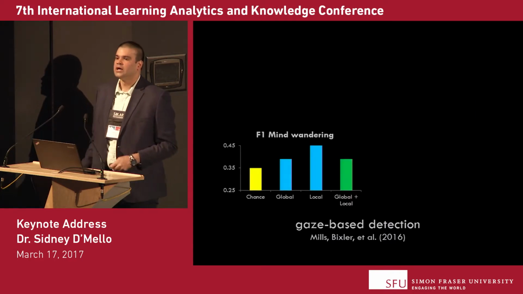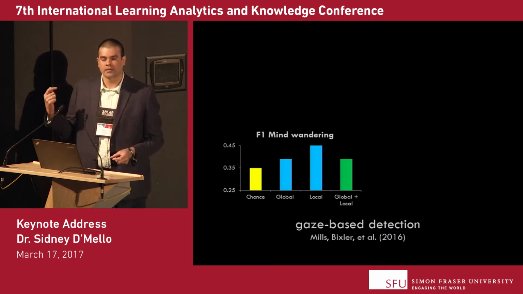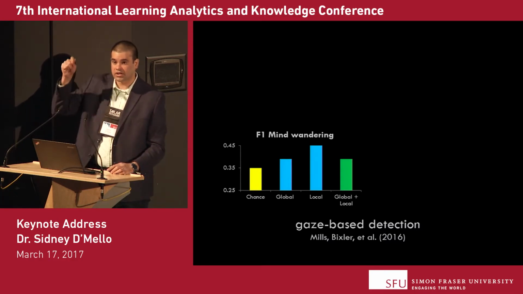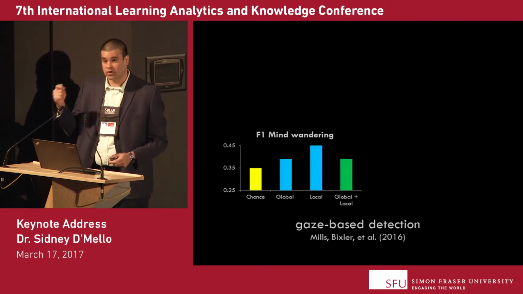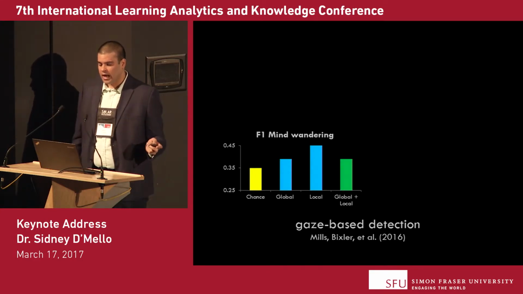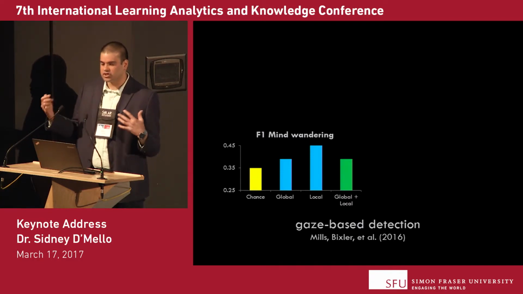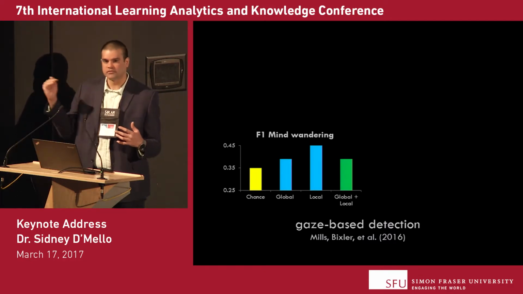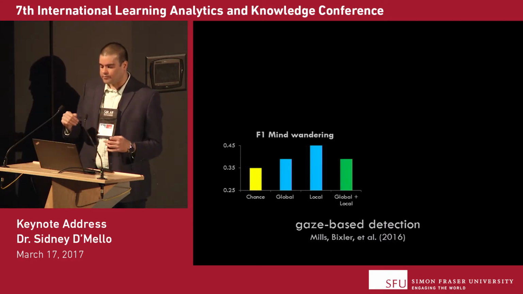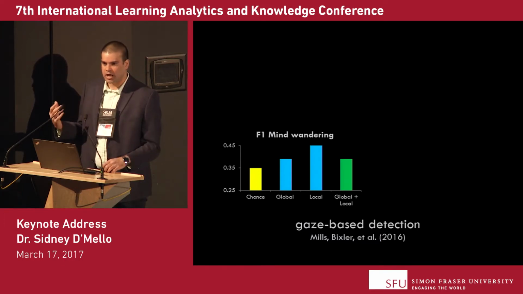So here are some results. We also typically focus on the F1. That's the harmonic mean between precision, how precise your predictions are, and recall, how many you are getting, of mind wandering, which is typically the minority class. It's a pretty difficult problem, and you'll notice we're actually doing pretty well here. We're beating chance. And in this data set, the local features actually outperform the global features, which is kind of good. And then combined, they don't do much better.